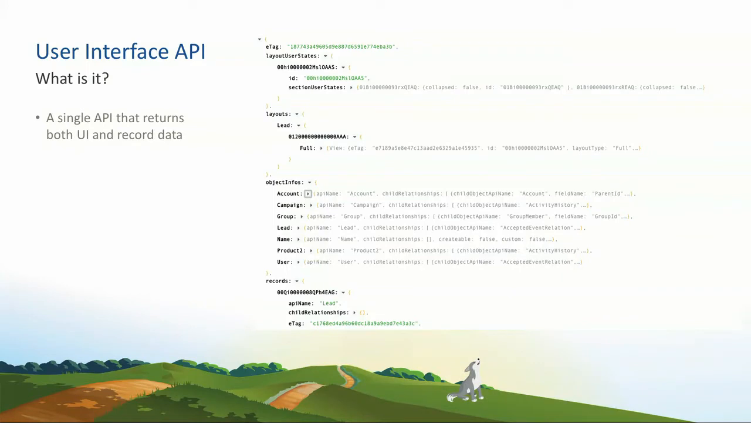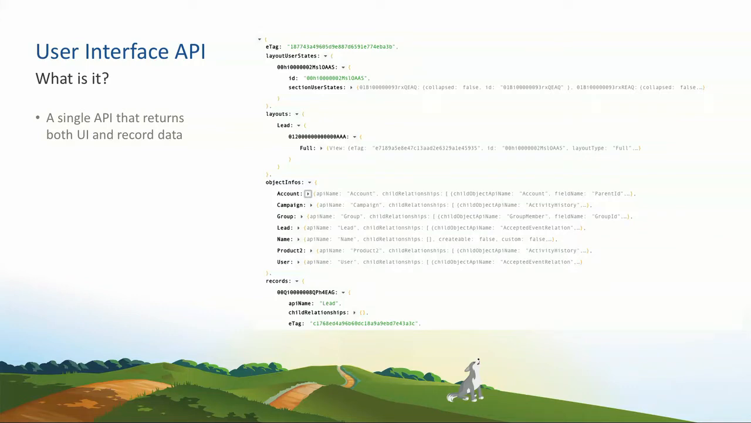So when I think about the user interface API, I think about a single API that returns both metadata for the UI as well as record data. Show of hands real quick, anybody out there who's created a custom UI solution with Salesforce before the UI API? Got one, couple, two.